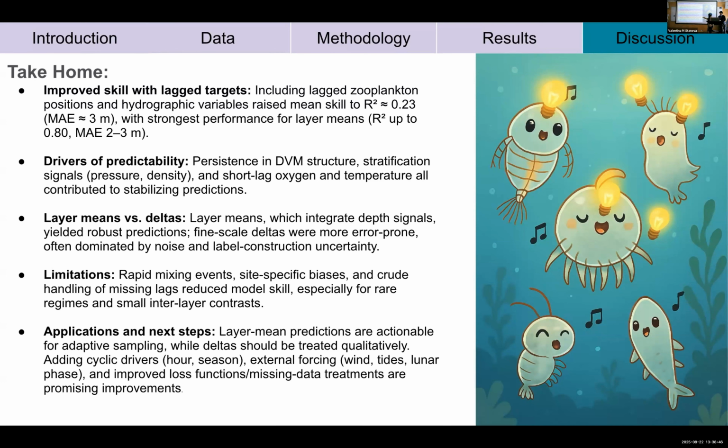We can do this with layer mean predictions. They are actionable for adaptive sampling, while deltas should be treated qualitatively. And we can also add more cyclic drivers like hours and season, or external forcing like wind, tide, and lunar phase, because that will all affect how the system behaves.